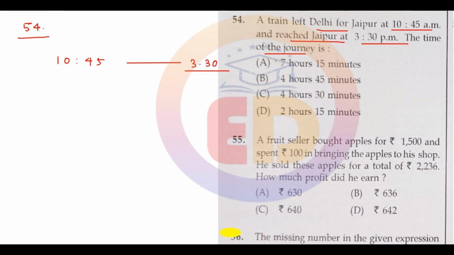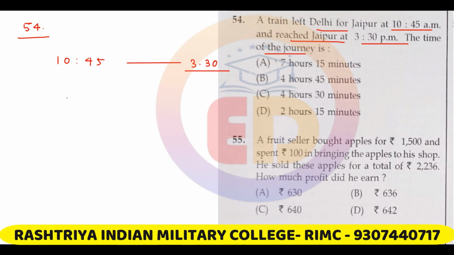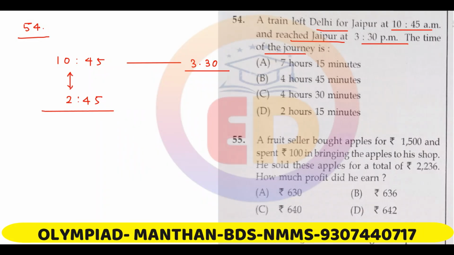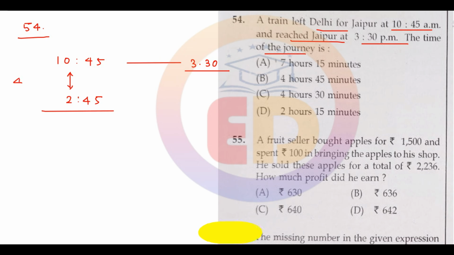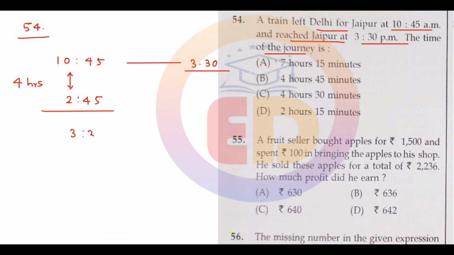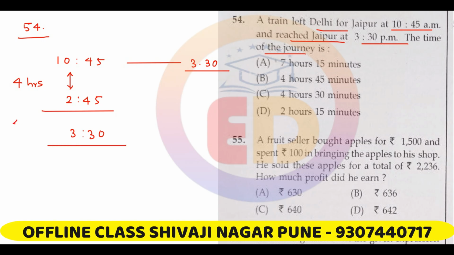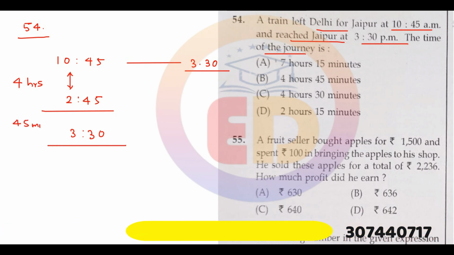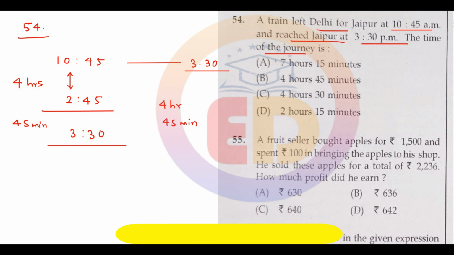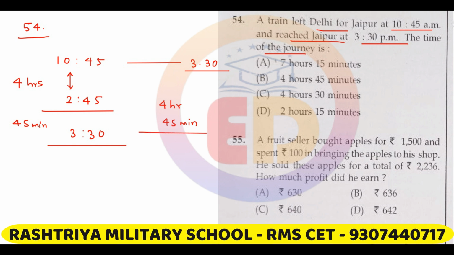Now 10:45 to 2:45. This will be exactly 4 hours, and 2:45 to 3:30 is 45 minutes. Final answer is 4 hours 45 minutes. Answer will be option number B.